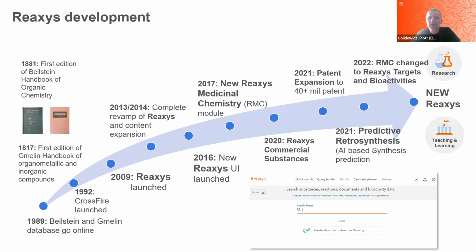2021, we have included predictive retrosynthesis module. This will be covered in the next session. And this is an artificial intelligence-based synthetic prediction tool. We started with Pending AI, one engine from Professor Mark Waller, a famous person in terms of using artificial intelligence to predict chemical reactions.